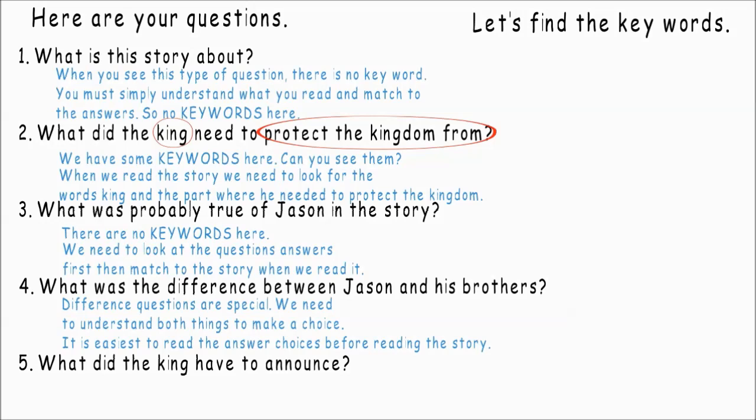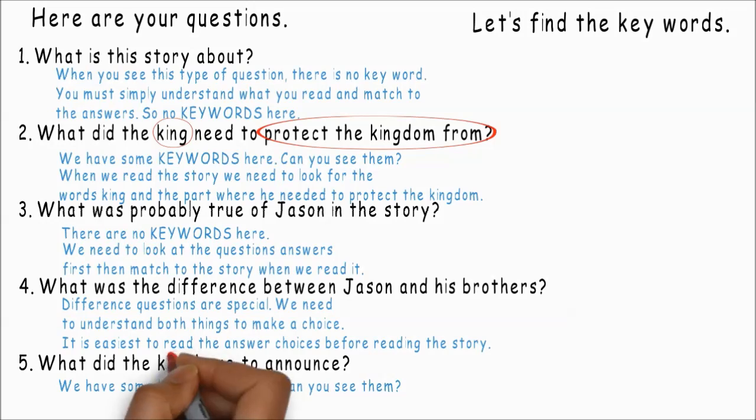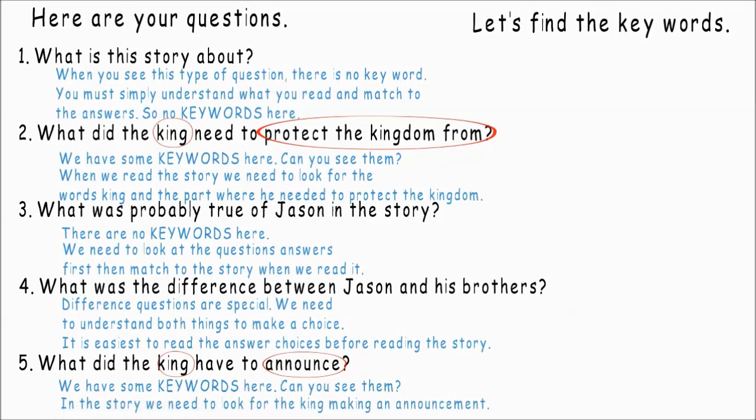Question number 5. What did the king have to announce? We have some keywords here. Can you see them? King and announce. In the story, we need to look for the king making an announcement.